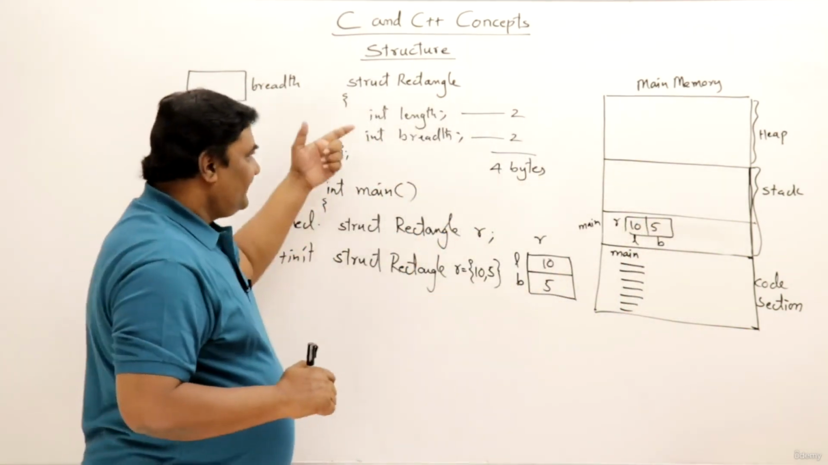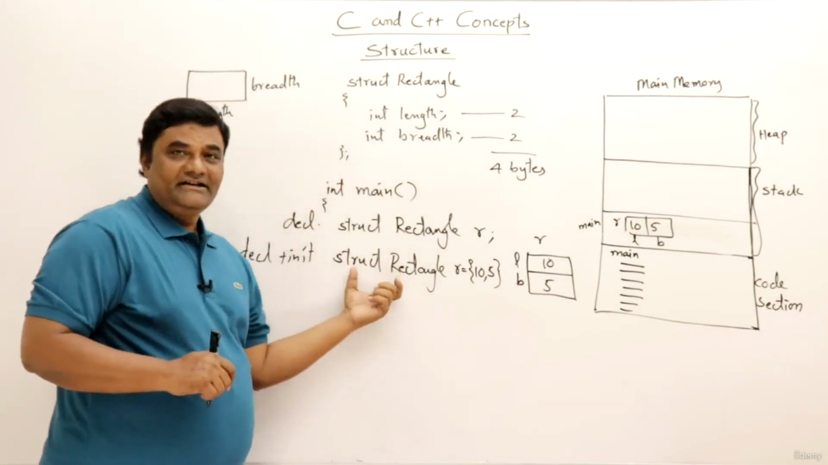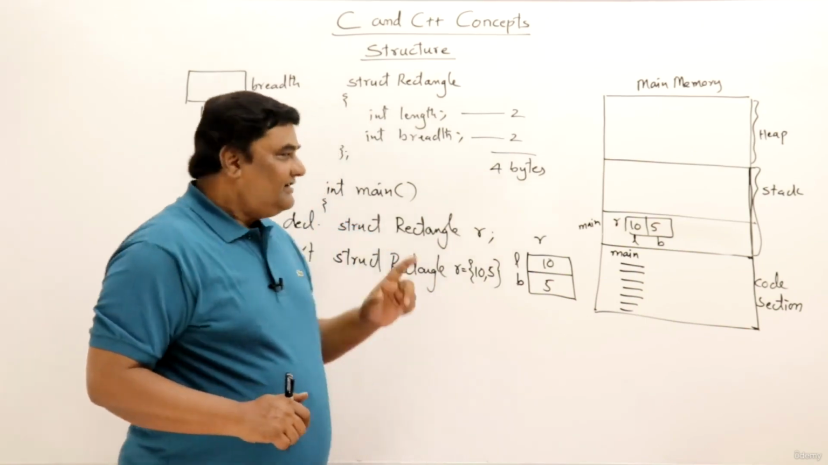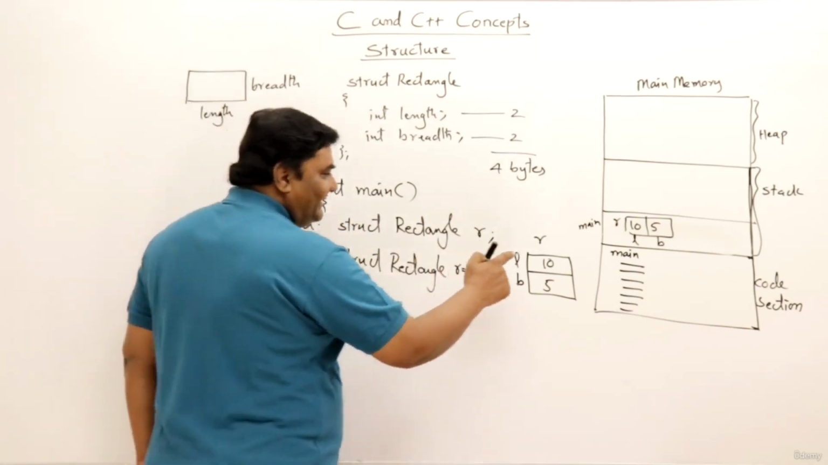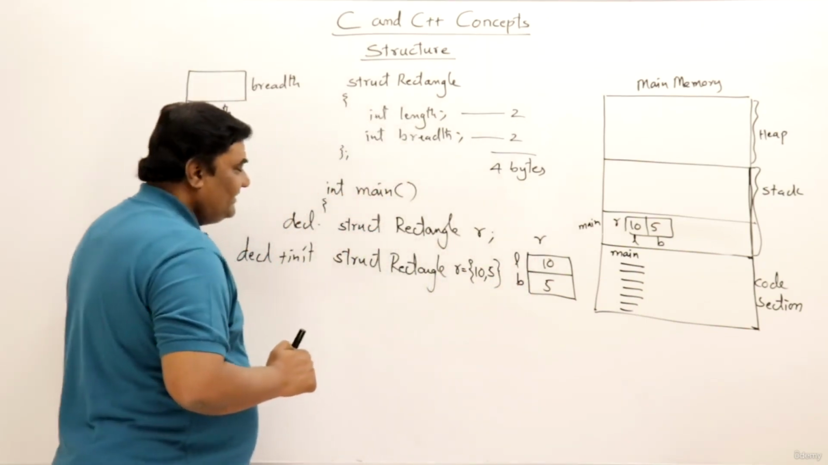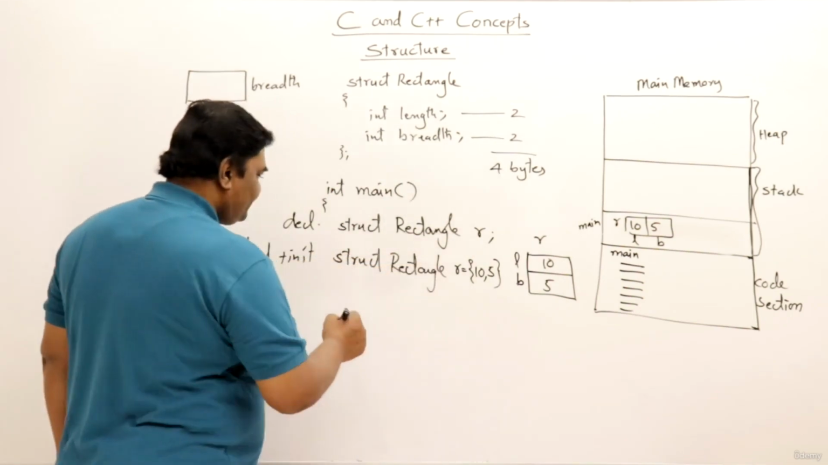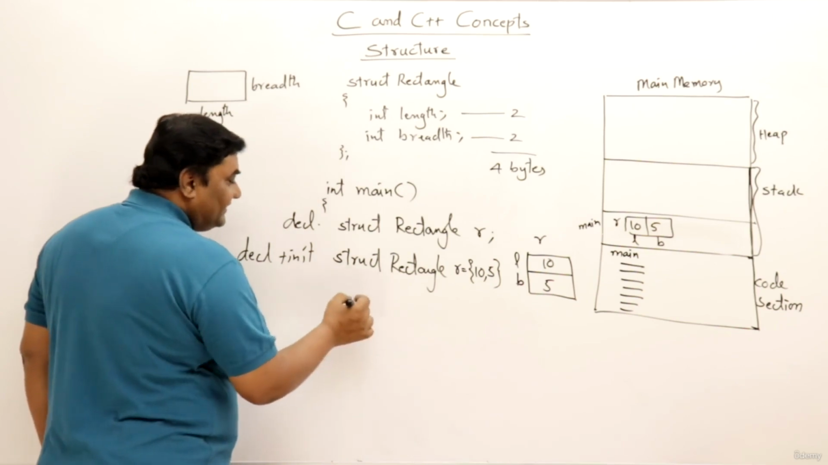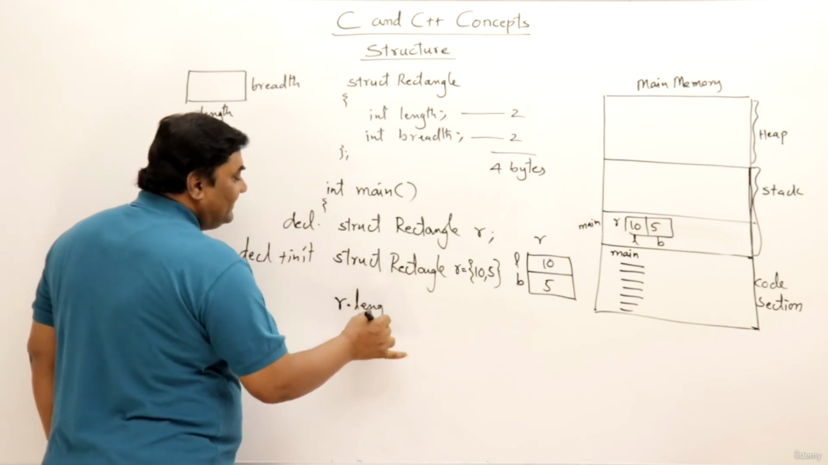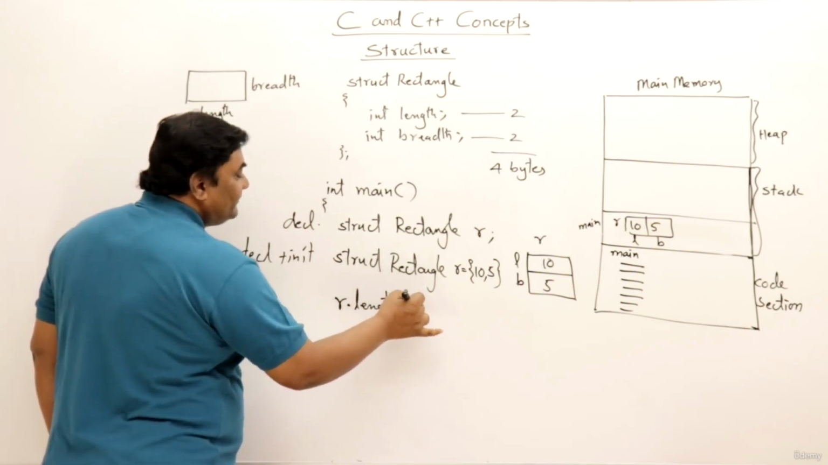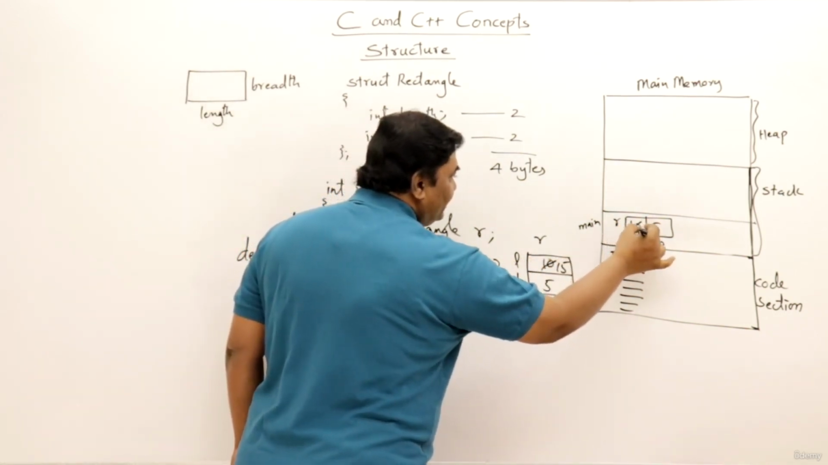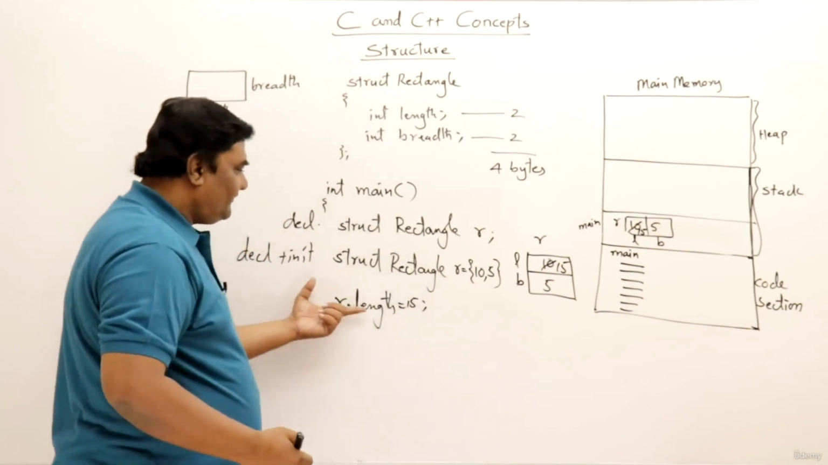So we have learned definition, declaration, and initialization. Now, how to access the members of this structure? Suppose I want to access this length and modify it to 15. For accessing the members of a structure, we use the structure variable name and a dot, then length. So this is r.length, assign 15. This value will be changed to 15 in the memory. This is how we can access.